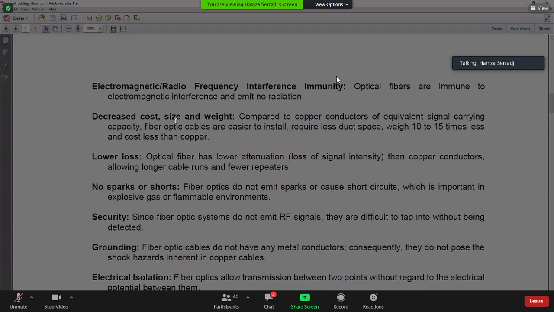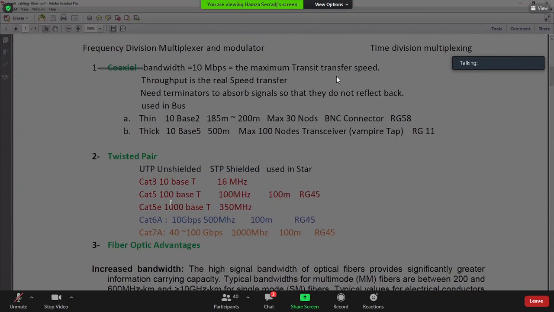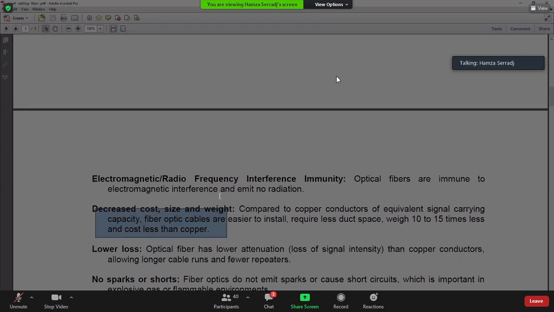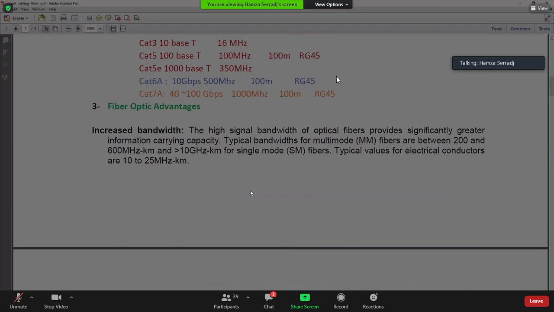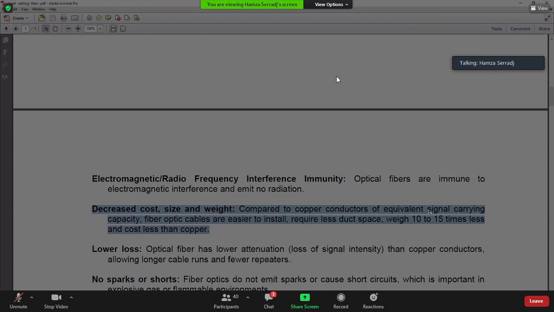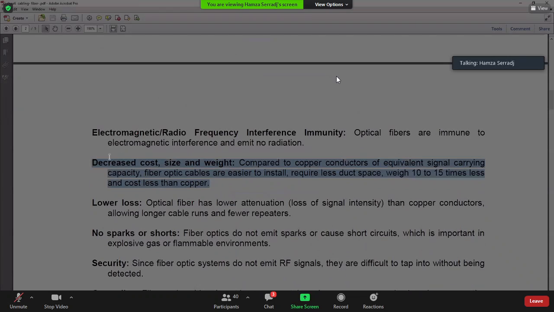All right. Decreased cost, size, and weight. So decreased cost compared to copper conductor of equivalent signal carrying capacity. Fiber optic cables are easier to install, require less duct space, and weigh much less, because on the coaxial, for example, this is much more about the WAN, right? But it can also apply to the LAN, local area network. But much more on the LAN, we get this. The installation is better, smaller. The copper that is inside is really heavy, no more of that, right? But the fiber is fragile and costly. So if we make a mistake with the coaxial, it's better to do it on the coaxial than on the fiber optic, because we're going to lose more money on that.